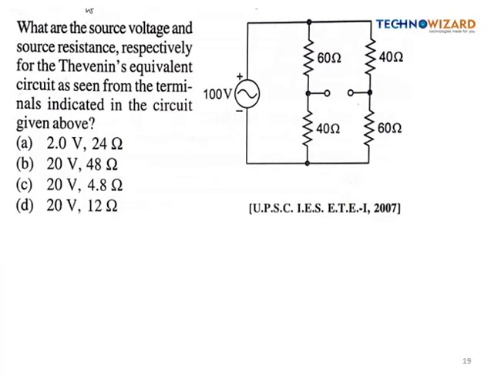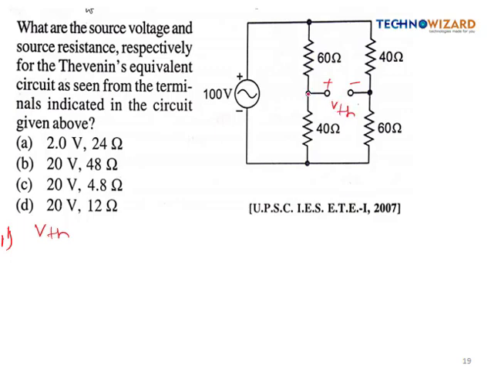So next question is: what are the source voltage and the source resistance respectively for the Thevenin equivalent circuit as seen from the terminals indicated in the circuit given below, okay? So basically for this circuit we have to find out the value of VTH and RTH. So first find the value of VTH. Suppose this is plus minus, so this is VTH.